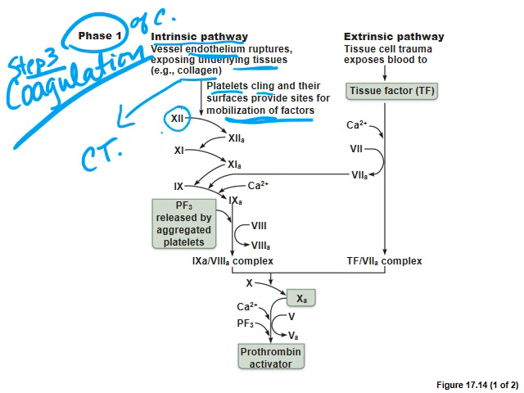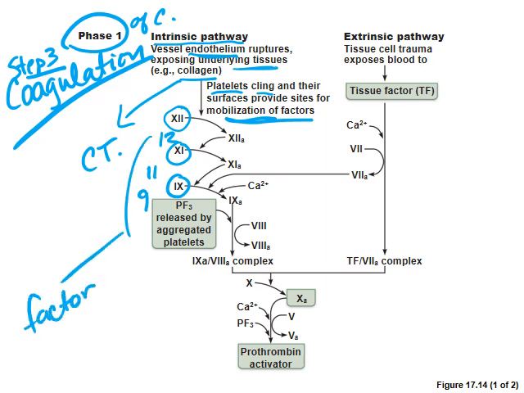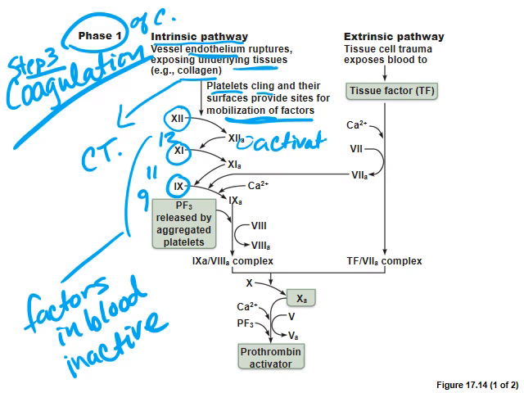So you can see this here is factor 12. This one's factor 11. This one's factor 9. All of these factors, blood clotting factors, are in your blood right now. They're floating around, but they're inactive. So what has to happen? You see the little A? They have to be activated. They only get activated if the endothelium ruptures and then now we're exposing some underlying tissue.